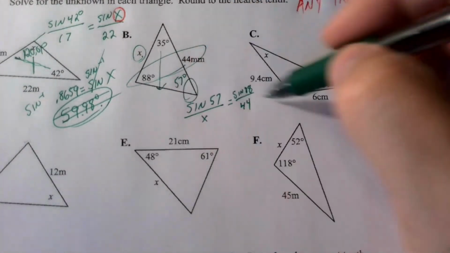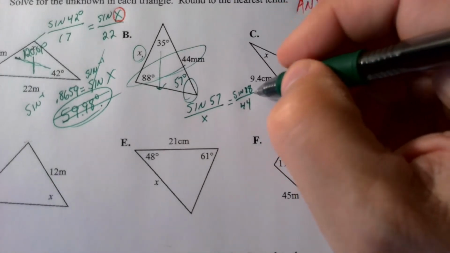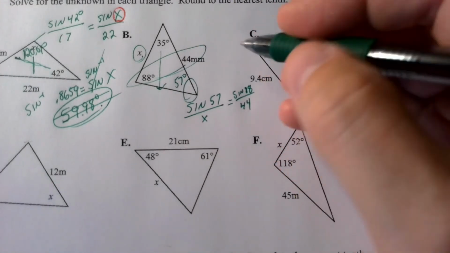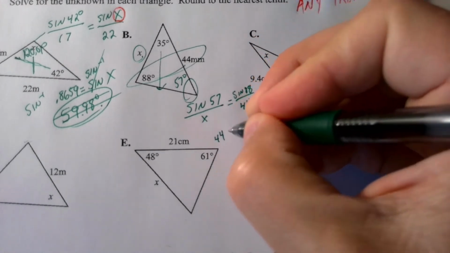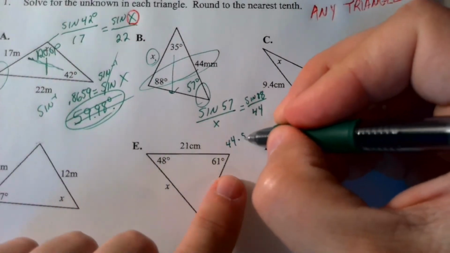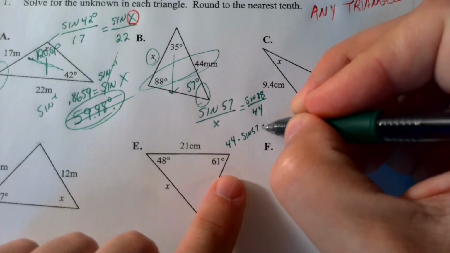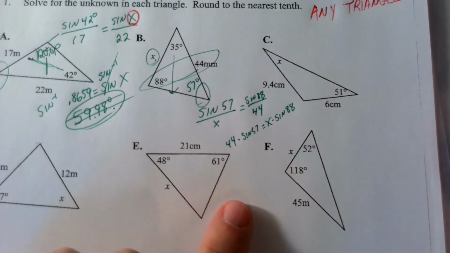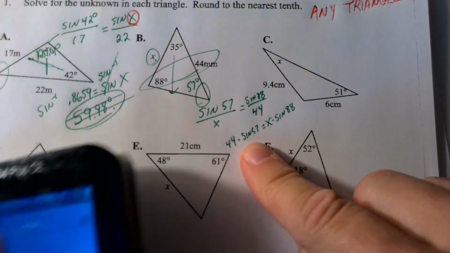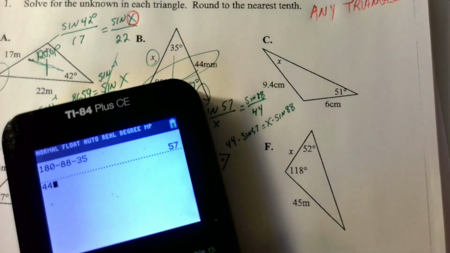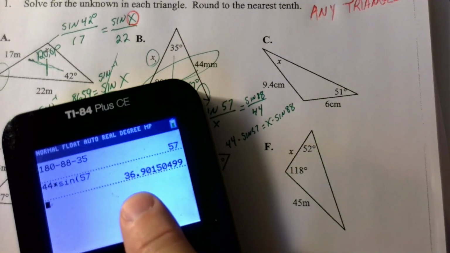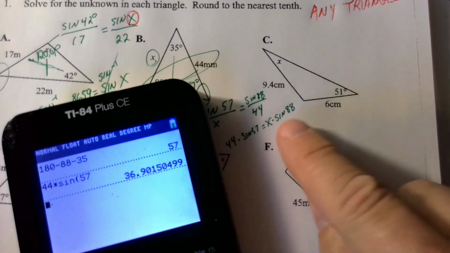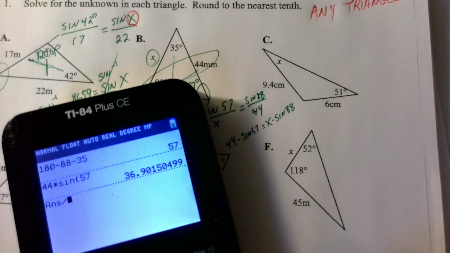So I'm going to do cross multiplication first, like this. And so then I get 44 times the sine of 57 equals x times the sine of 88. So let's go ahead and do this. So 44 times sine of 57, I get 36.9. Yep. And then I need to get rid of this sine of 88. So I'm going to divide by the sine of 88, and that'll get my x by itself.